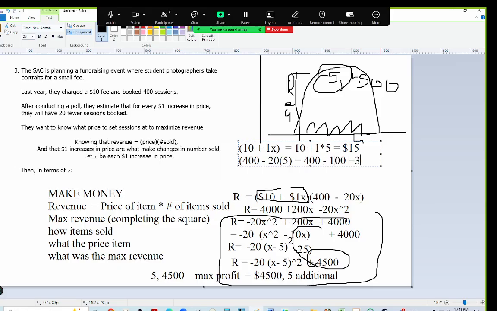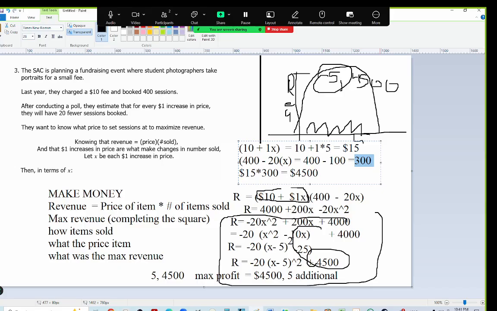And I can confirm this because I can see that if I sell at $15 with 300 sessions, I get 4,500, which is my max revenue in the equation. Okay, so now that's what all those numbers mean. This 4,500 moved away from being a price or a unit, it became revenue. We had to go back to these original price structures and these original session structures to figure out the new price and the new number of sessions.